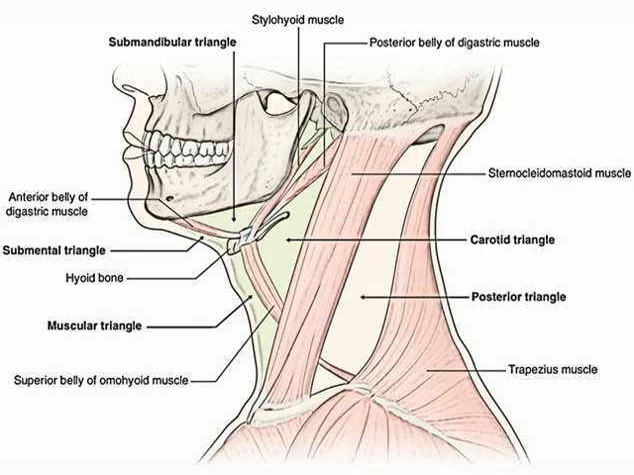Here the deep cervical fascia splits and encloses the sternocleidomastoid. Here it splits and encloses the trapezius muscle. Then it splits to enclose the two salivary glands.